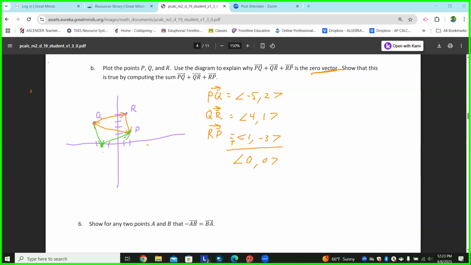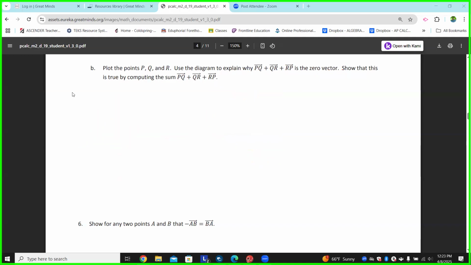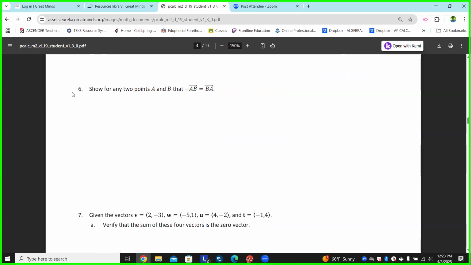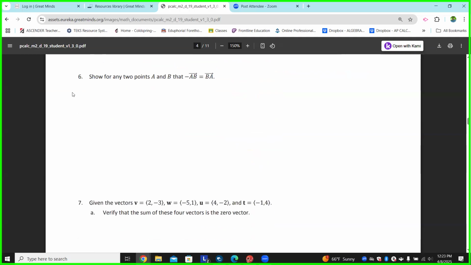Alrighty. So let's move on to example 6. In example 6, we're going to show that for any 2 points A and B, the negative AB does equal BA. What's that negative in front of that?